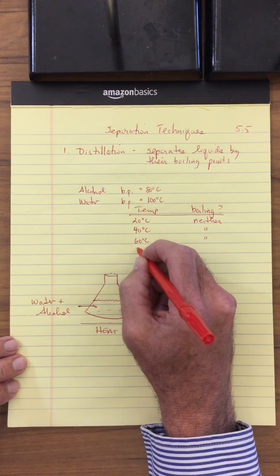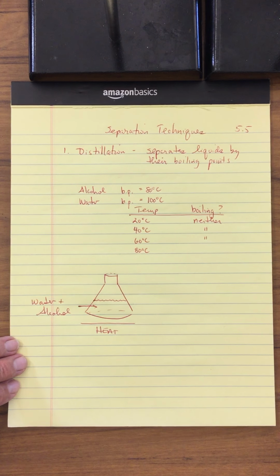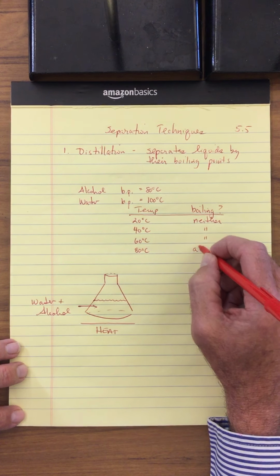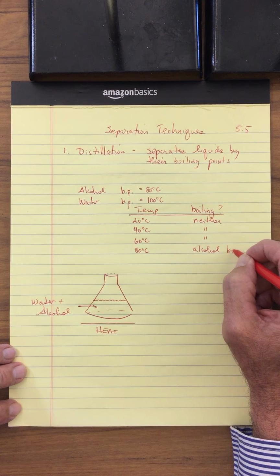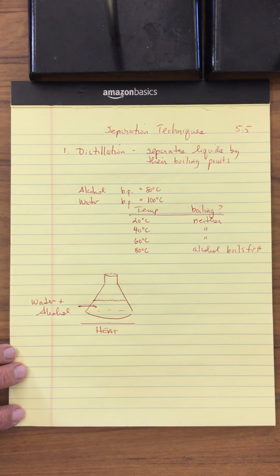But now at 80 degrees Celsius, something is going to be happening. One of my substances is going to begin to boil. Which of those substances begins to boil? We've reached the boiling point of the alcohol, and so at this point, the alcohol begins to boil off. So the alcohol boils first.